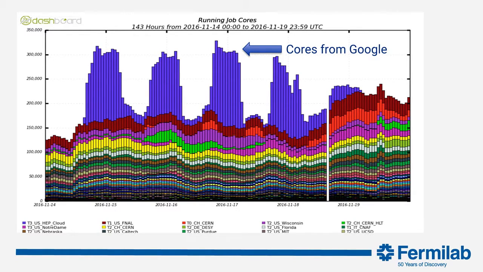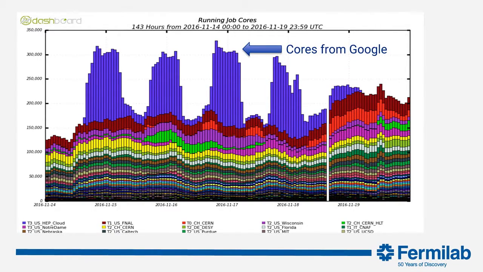Okay, so, right, the big question, right? I talked all this, gave you all the architecture. Question is, how do we do? We did great. So this is the cores from Google. This is a plot from our own dashboards. They're running at CERN. And the different colors you see here, everything that's not purple are different sites.